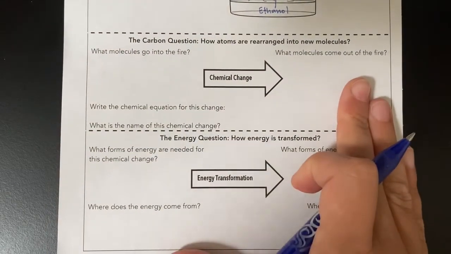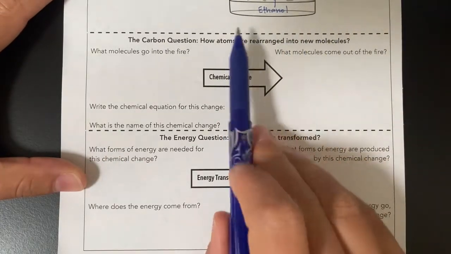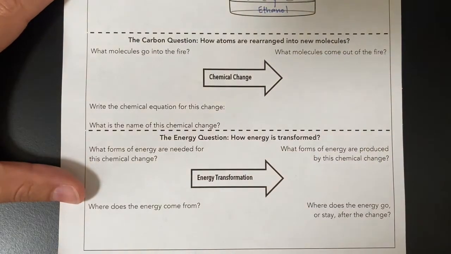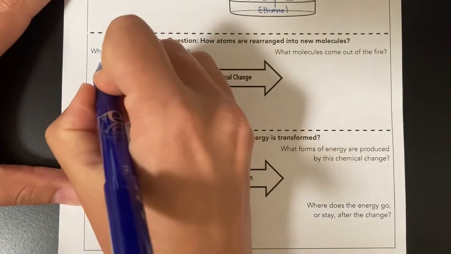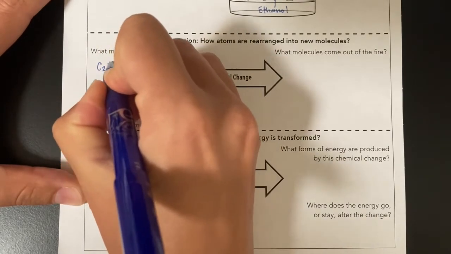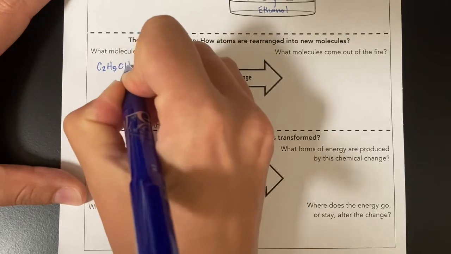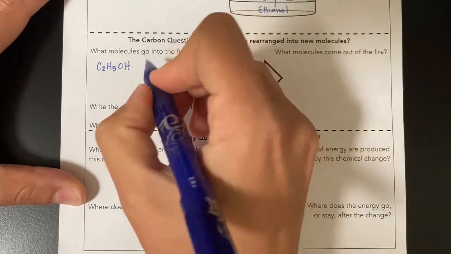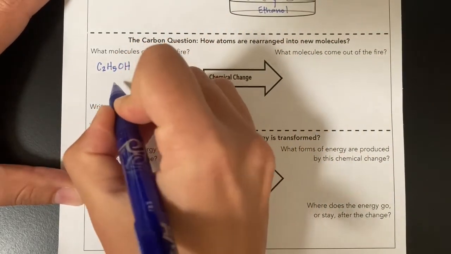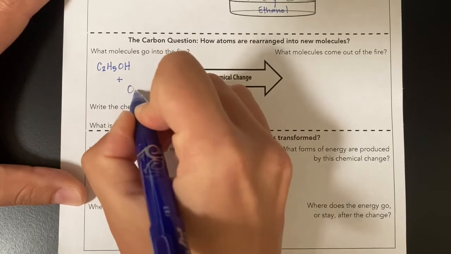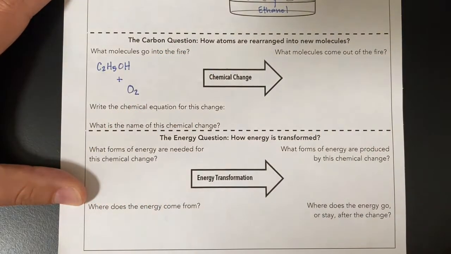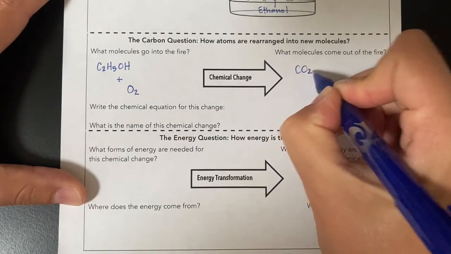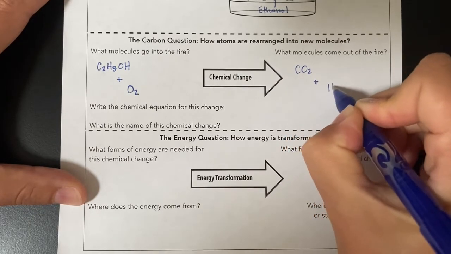All right, the next question that I'm going to try and answer is, what happened to the atoms? How are they rearranged into new molecules when ethanol burns? So we know that ethanol, which is C2H5OH, we know that atoms from ethanol went in, and also that atoms from oxygen, which is O2, went into the flame. And then coming out of the flame, we had that carbon dioxide and water.